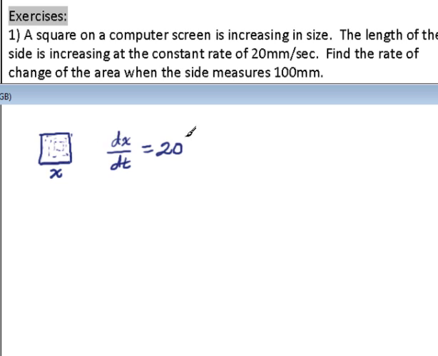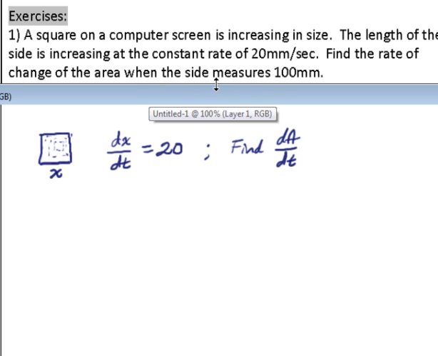All right, so that's the information that we're given, the rate at which it's increasing. In the second sentence it says find the rate of change of the area. So what we want to do is find dA/dt, the rate of change of the area A, if A represents area, when x, the side, is equal to 100.